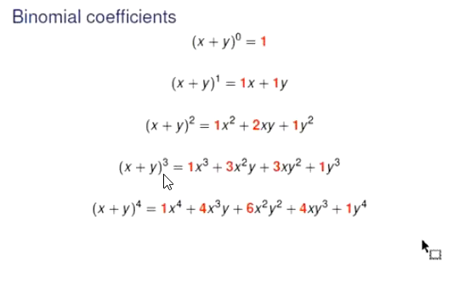Now with n equal to 3, what will we get? x^3 plus 3x^2y plus 3xy^2 plus y^3. If we put n as 4, what will be the result? The result will be x^4 plus 4x^3y plus 6x^2y^2 plus 4xy^3 plus y^4.